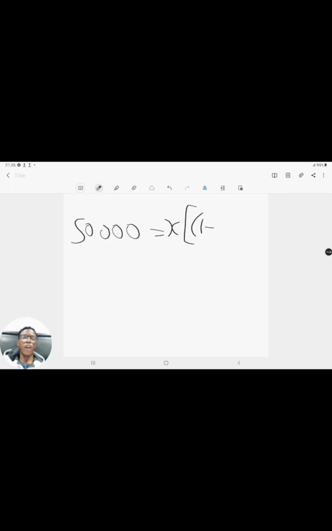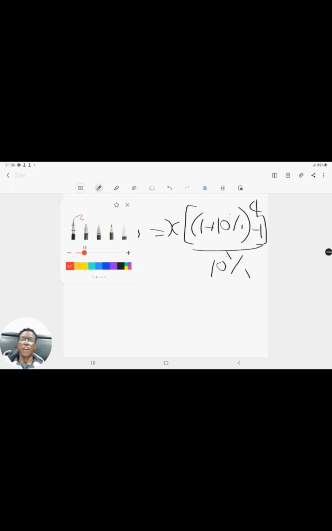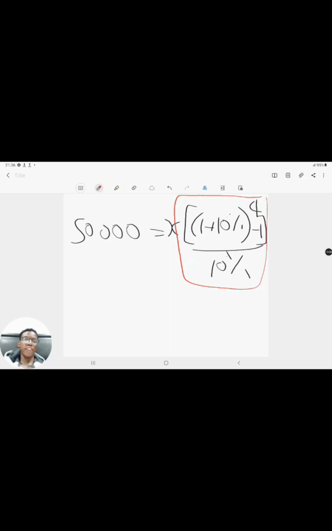Okay, and then you say 1 plus 10%, and then we said 4 years, then minus 1, close brackets, then over 10%. Then you solve. We will do examples on a separate video, but here I'm just explaining the concept. What's important in this video is that you understand the concept, and then we'll do more detailed examples on a separate video. So you just take that 50,000 and divide it by that entire thing there, then you'll get your value of X.